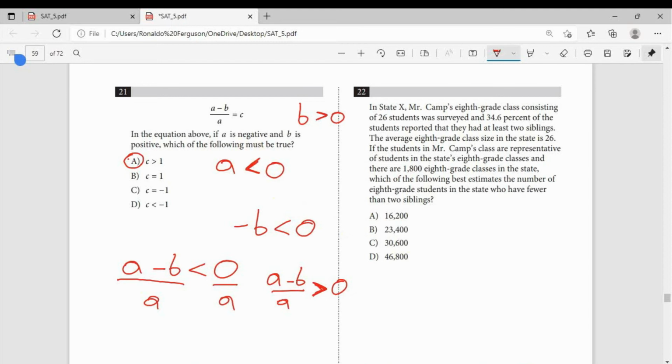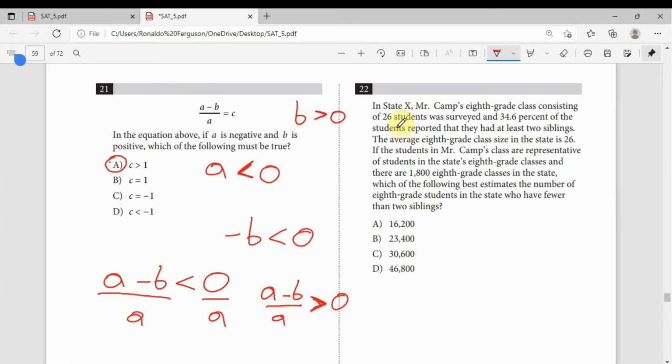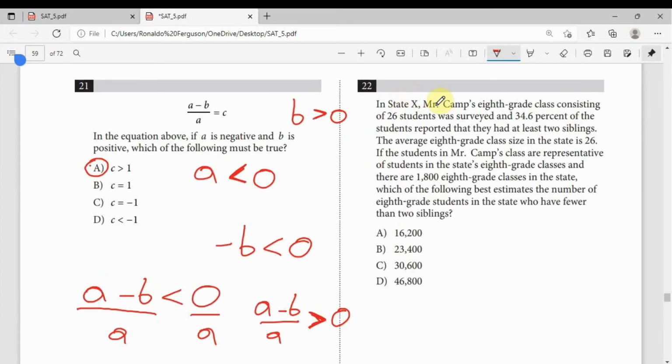Understood. Alright, now guys, question 22. It says, in state X, Mr. Camp's 8th grade class consisting of 26 students surveyed and 34.6% of students reported that they had at least 2 siblings. What does the word at least mean? At least 2 means 2 or more. Very good. At least means greater than or equal to. So that means roughly 35% have 2 siblings or more.